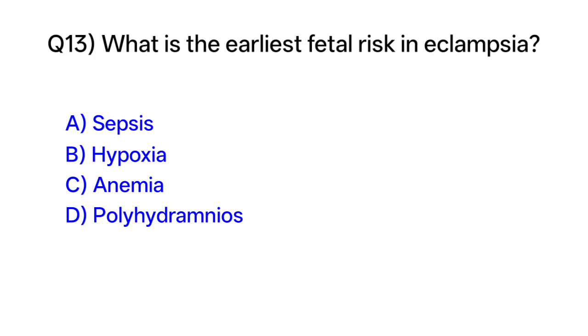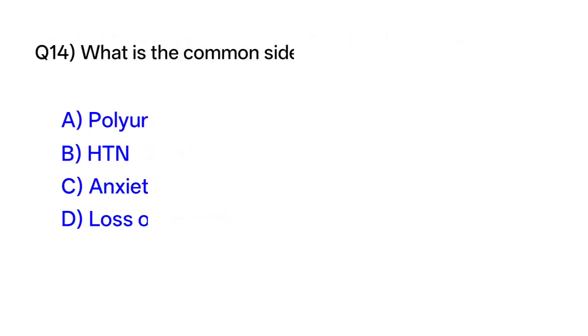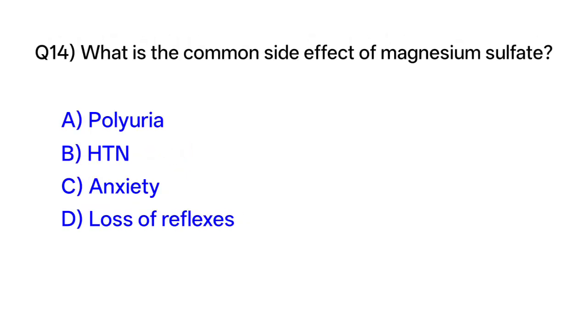Question number 13. What is the earliest fetal risk in eclampsia? The correct option is B. Hypoxia. Question number 14. What is the common side effect of magnesium sulfate? The correct option is D. Loss of reflexes.